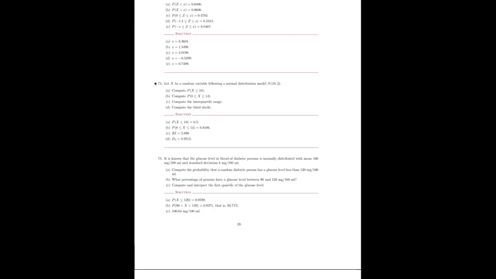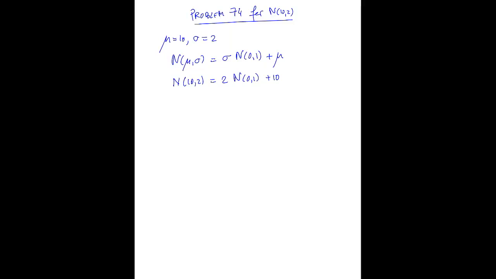Here is the problem, 74. Given a normal distribution 10, 2, we're asked to compute a few things, including the interquartile range. Let's see how we do this. Let's start with part A.